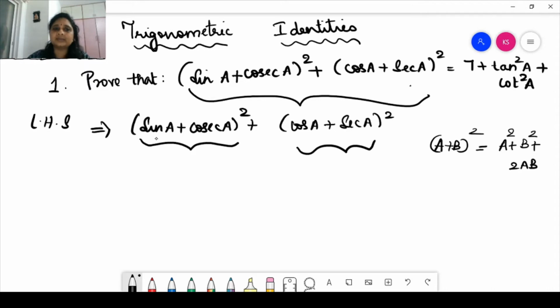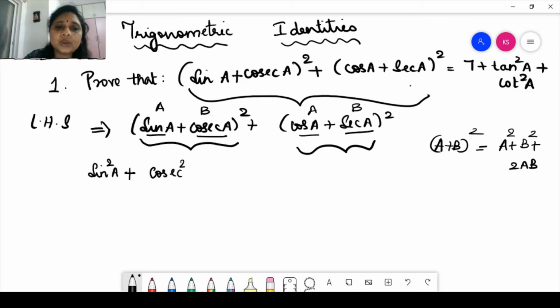Now let's apply it here. Here sin A is your a and cosec A is your b. And here cos A is your a and sec A is your b. So (a + b)² is a², that's nothing but sin² A. I've told you that (sin A)² is sin² A, correct? Plus b², that is cosec² A, because your b is cosec A. Plus 2 into a into b, 2 into sin A into cosec A. So we have expanded this part of it.